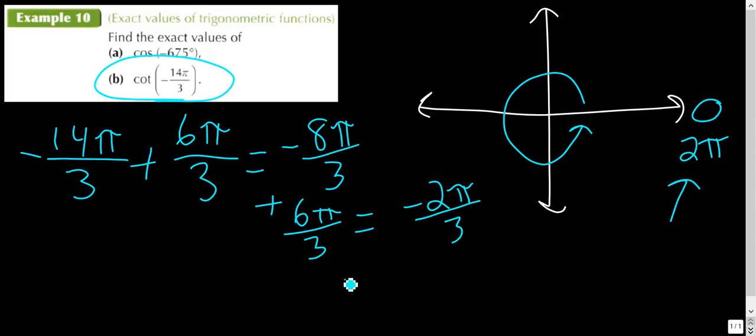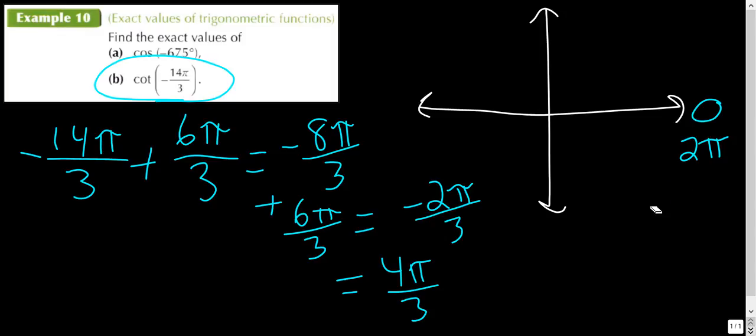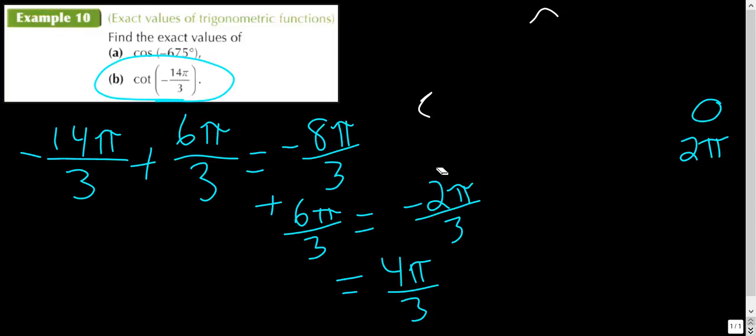And then I'm going to add 2 pi again, and so that would make 6 pi over 3 again, so I'm going to get 4 pi over 3. So I've got 4 pi over 3, which is an angle that I can find.